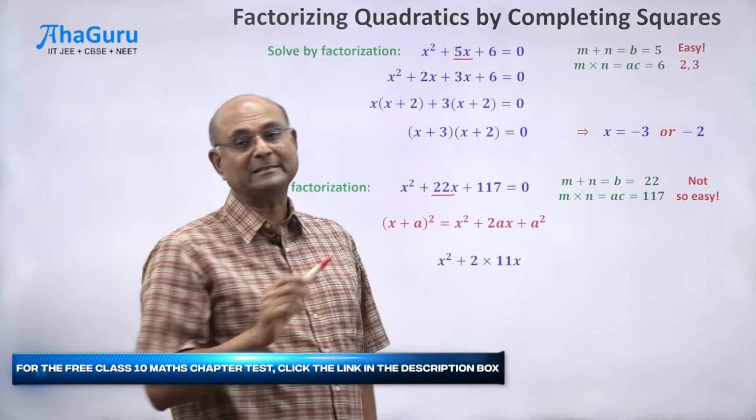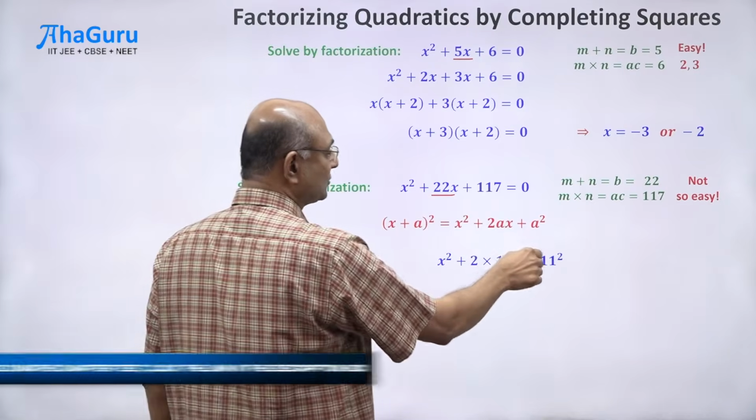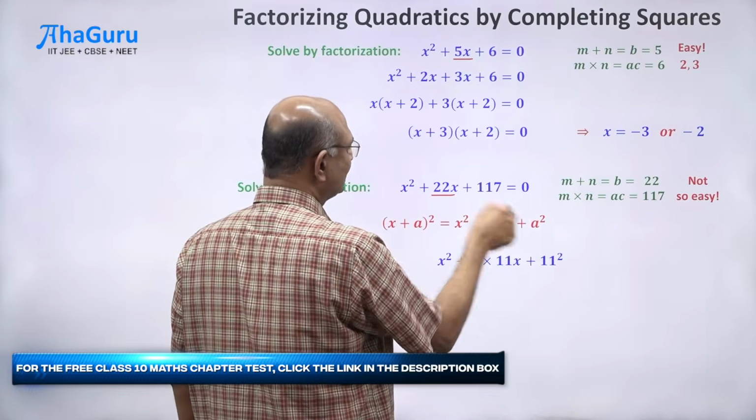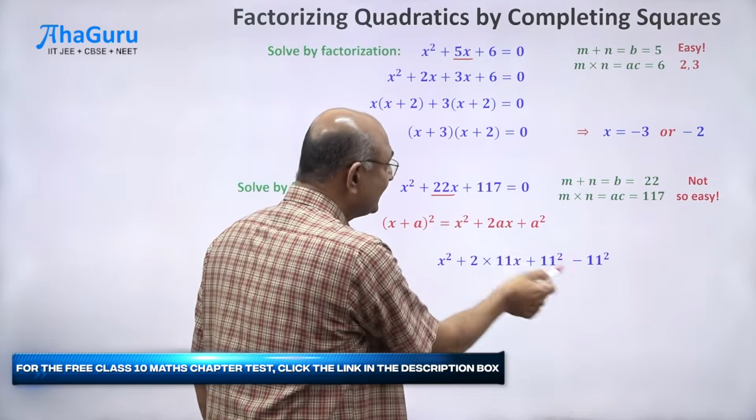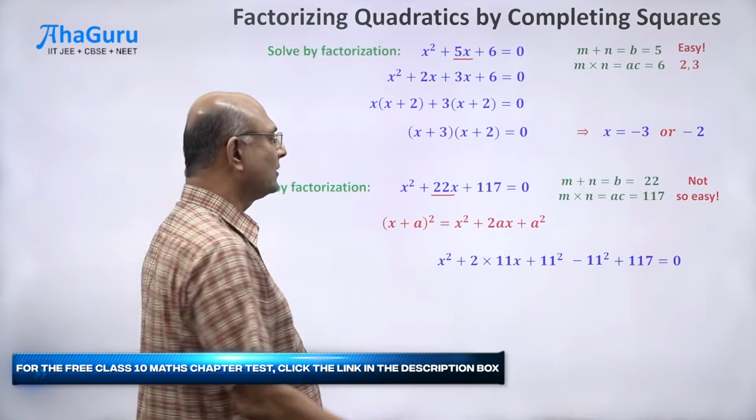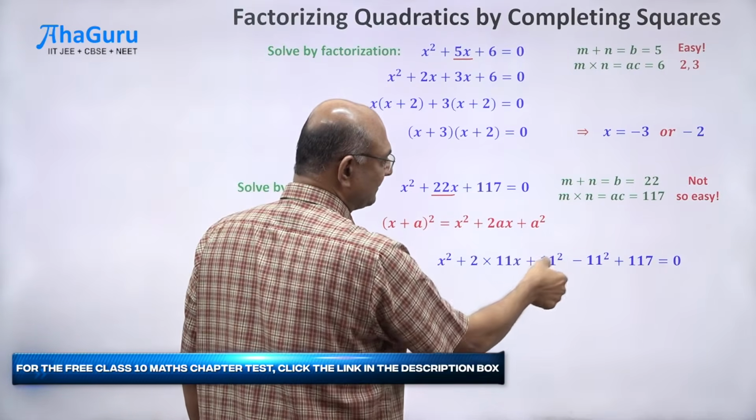Only then you can write x plus 11 whole square. So I'm going to put 11 square. But you can't just simply put 11 square, it's not there. So put a minus 11 square. But there's already 117, so add 117 equal to 0. Notice that I have just added and subtracted 11 square.